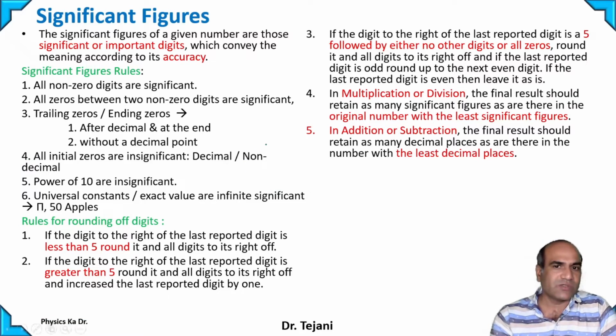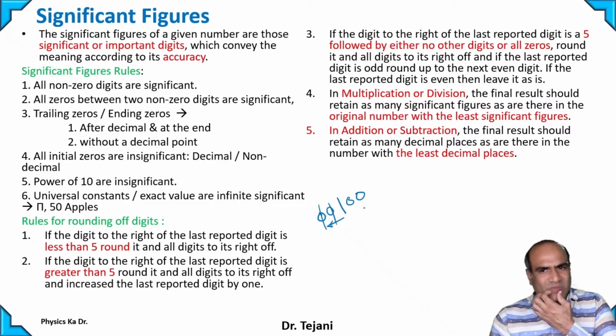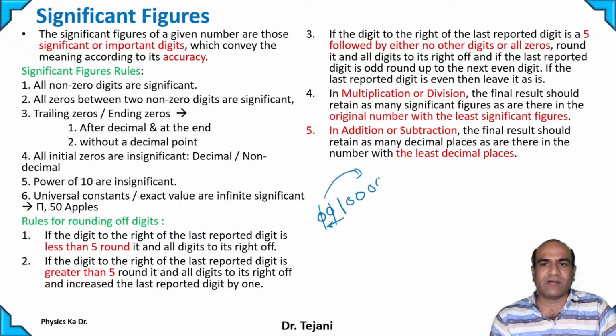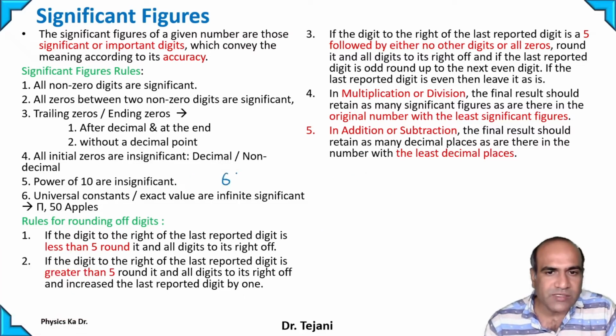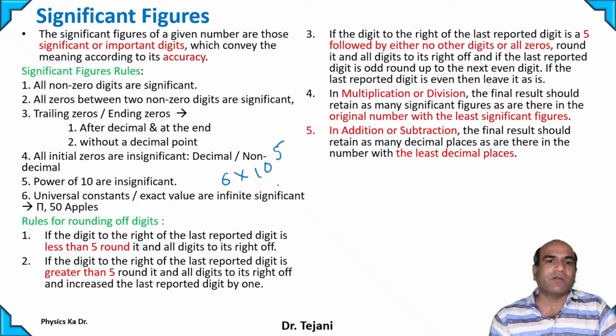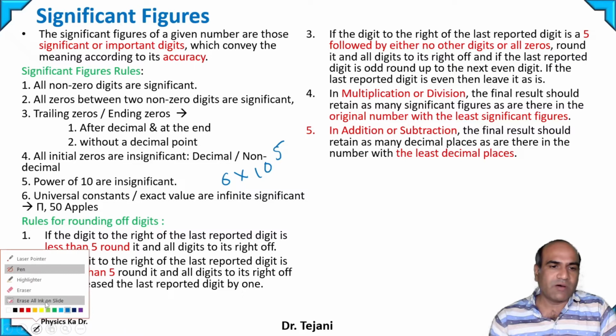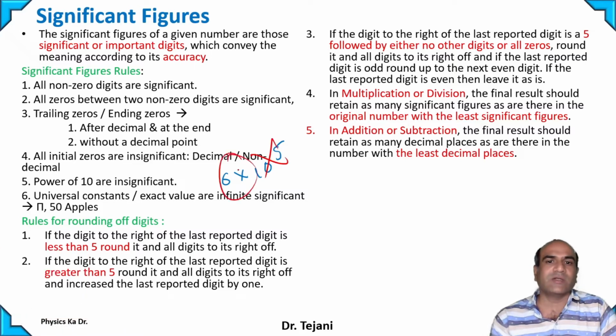All the initial zeros are not significant. We know that. Say for example, if I give you 100 rupees and if I add two more zeros ahead of this, it still remains 100. It won't become more, right? If I just add behind, then it becomes 10,000. But in 10,000 also, in significant digits, it is not important. Then power of 10, say for example 6 multiplied by 10 power 5. So 10 power 5 is not significant. Only this digit 6 is significant. So only 1 significant number, right? So whenever you see 10 power something, it is not significant.